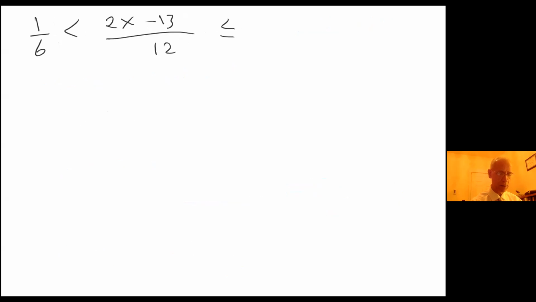Let's do one last example, something just a tad bit harder. How about 1/6 is smaller than 2x minus 13 over 12, smaller than or equal to 2/3. Now, my LCD is 12. Notice that 12 is divisible by 6, 12 is divisible by 12, and 12 is divisible by 3. So I'm going to multiply all three sides by 12.